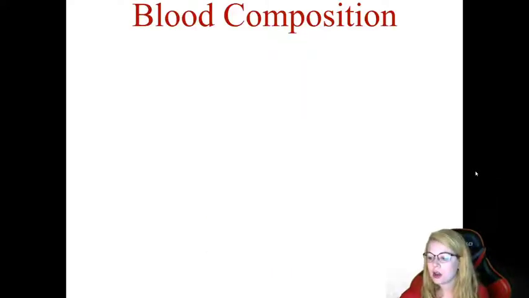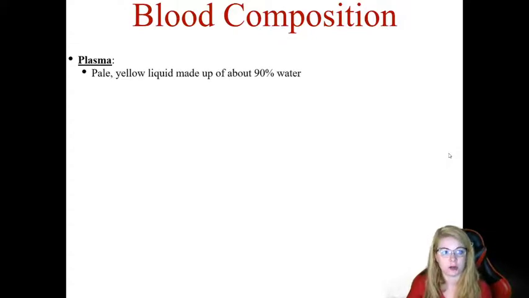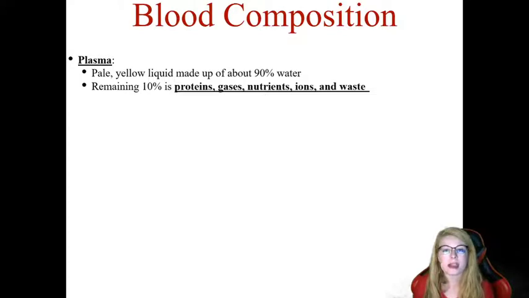All right, and so if we're going to focus here for right now on the plasma of your blood, so that first major section of your blood composition. Plasma is a pale yellow liquid that's made up of roughly, like we said, 90% water. The rest is those proteins, gases, nutrients, ions, and waste products that are carried and transported in your blood. Okay, and there are 3 main types of protein that we talk about. We said proteins right here.